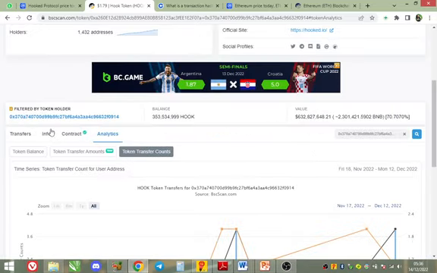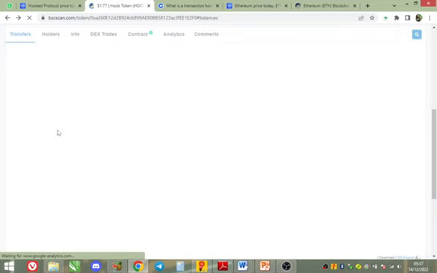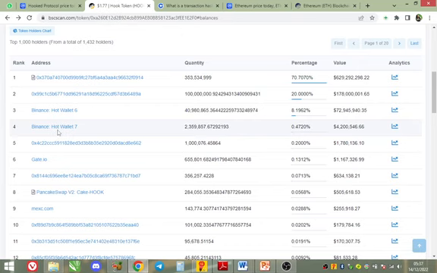Now, enough of doing analysis on the particular company of this token. Let us do analysis on a particular contract address, or an individual wallet address. Now we can see this is the second address. This address is actually holding 100 million of this token. That 100 million is 20%, which is shown there.